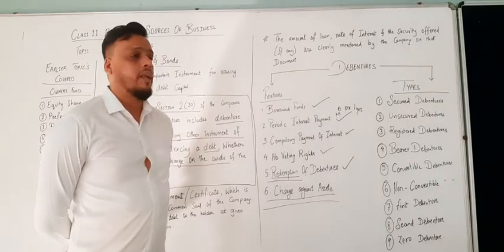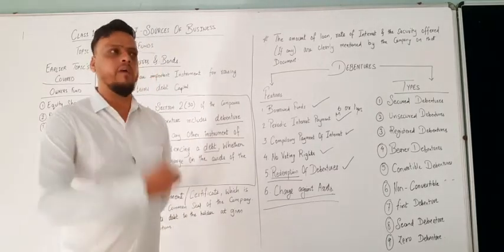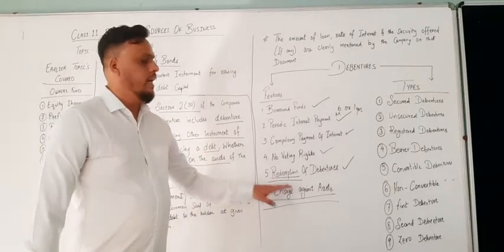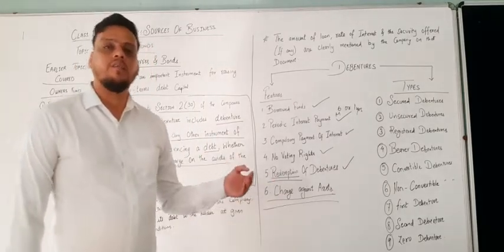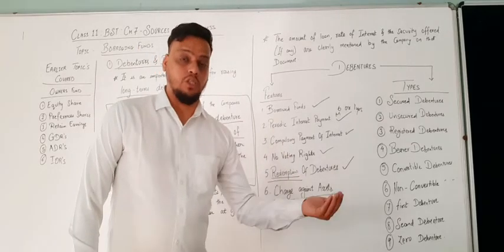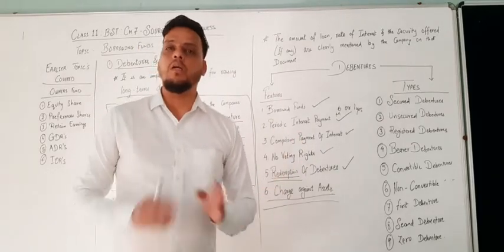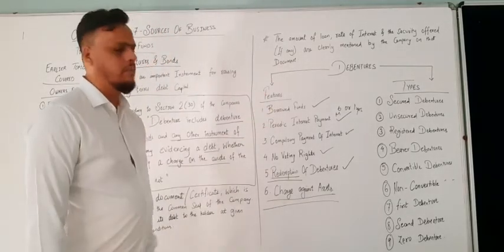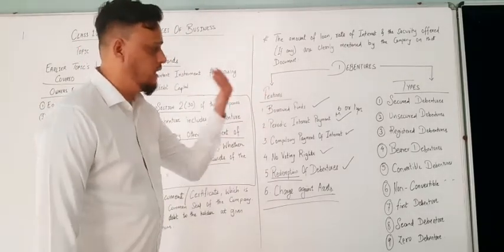That asset can be a property, machinery, vehicle, land, whatever. It can be an asset of the organization which can be mortgaged for that particular debenture holder. So this many features have been mentioned. Now we are carrying forward into types.